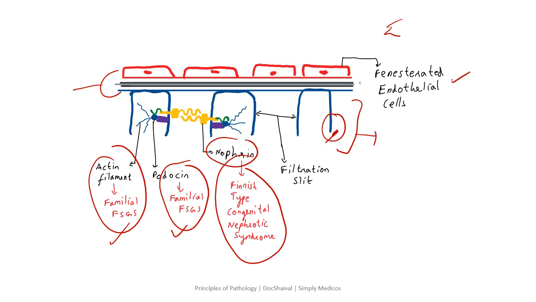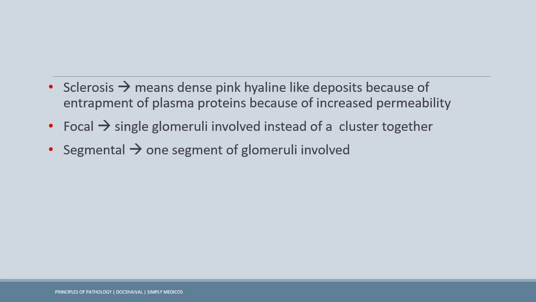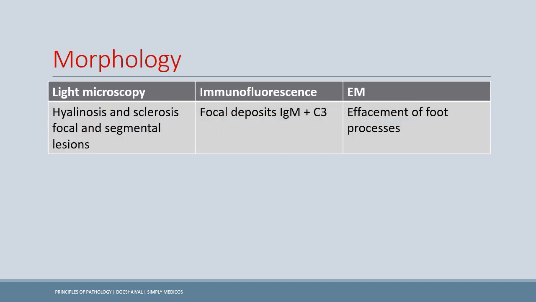resistant FSGS. When we say focal segmental glomerulosclerosis, by focal we mean that only some glomeruli are involved, and when we say segmental, it means only one segment of the glomerulus is involved. The term sclerosis would mean that we have pink hyaline deposition. That is because of the increased permeability to the plasma proteins, which is the case in nephrotic syndrome. The morphology in FSGS would be effacement of the foot processes in the electron microscopy.